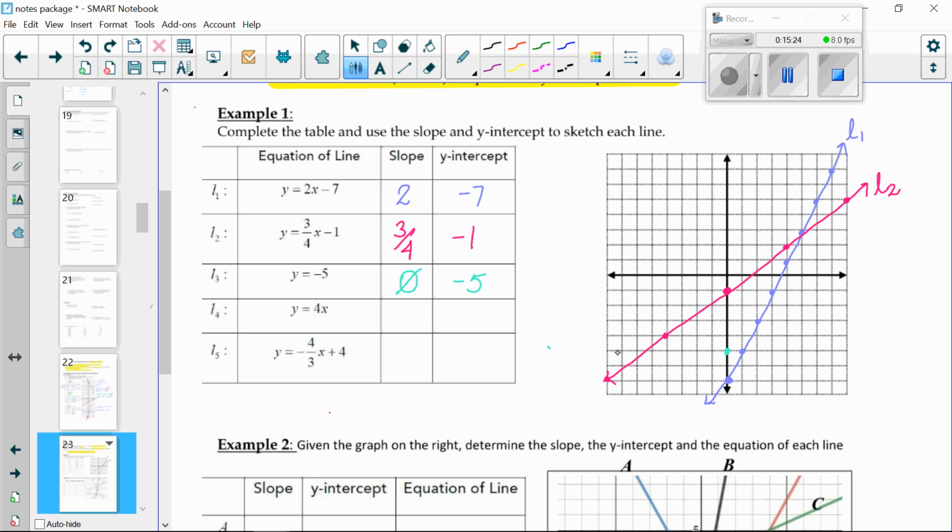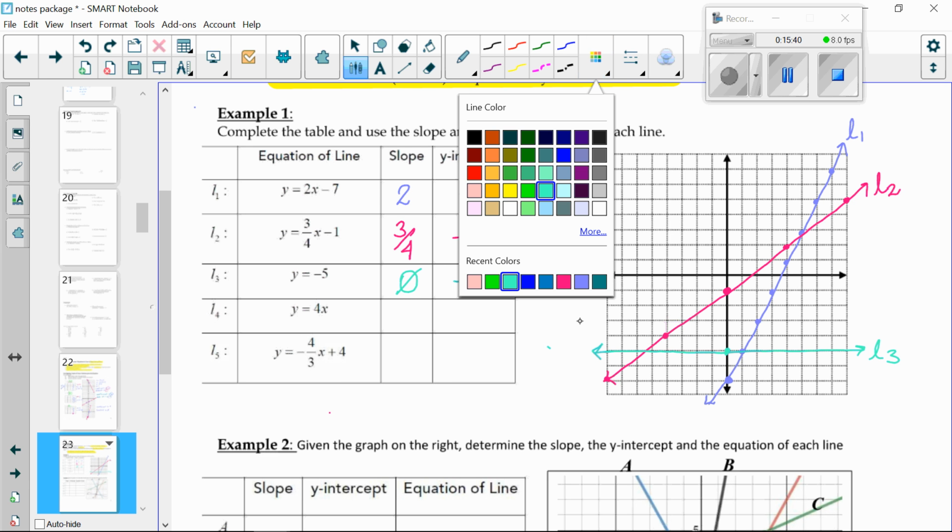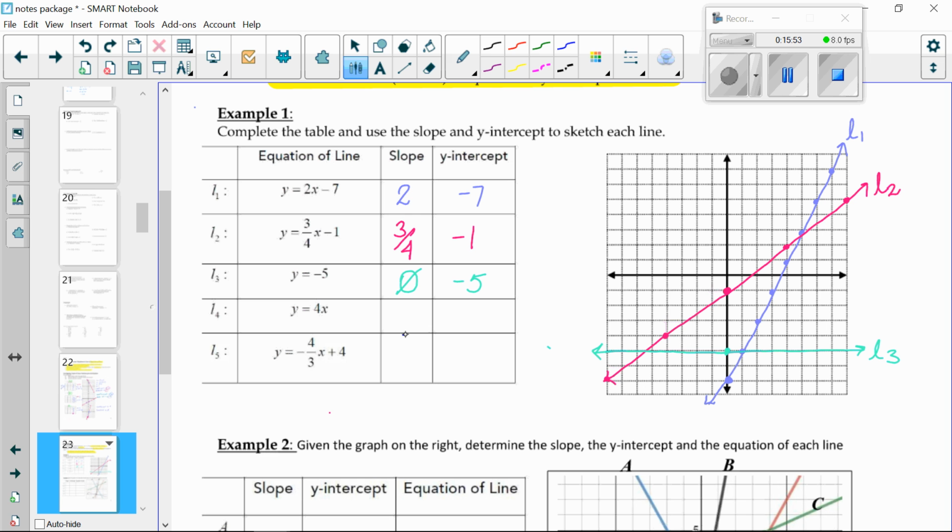And I'm going to draw as straight a line as we can right there. Okay, and I'm going to label that as L3. All right, so now L4, let's see, what color can we do? Let's do blue. Okay, so we've got here y is equal to 4x.